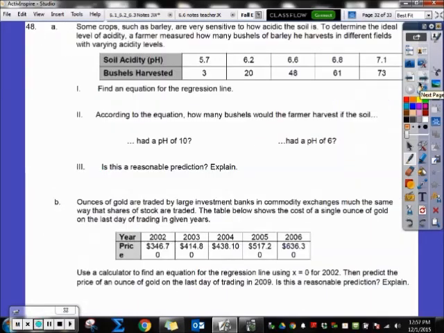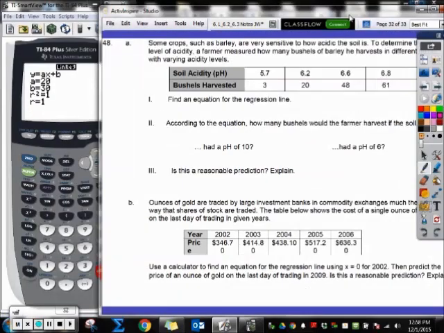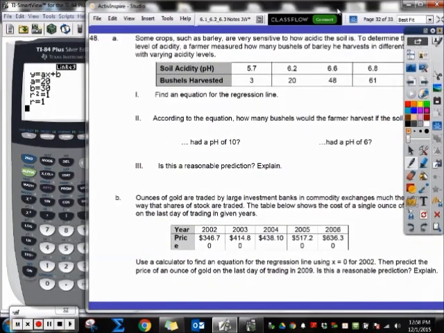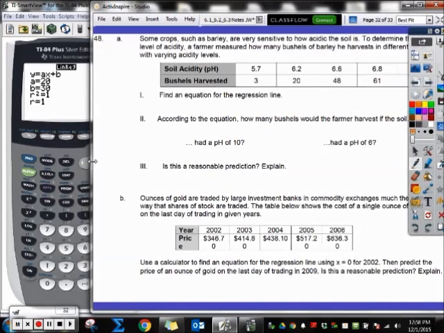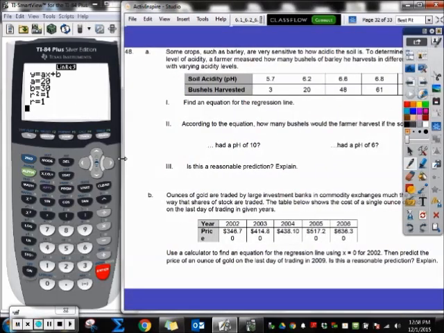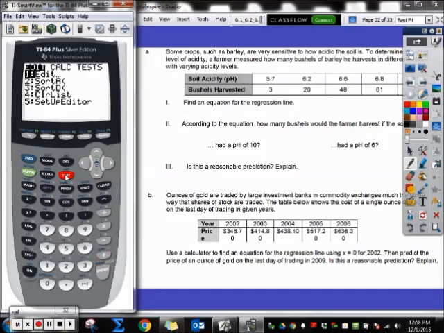Okay, so for 48, some crops, such as barley, are very sensitive to how acidic the soil is. To determine the ideal level of acidity, a farmer measured how many bushels of barley he harvested in different fields with varying acidity levels. Find an equation for the regression line, and then we have to do some predictions. So first thing I'm going to do is pause the video so that I can put my information in my calculator. So you hit Stat, then you press Enter, and now you can put in your data.